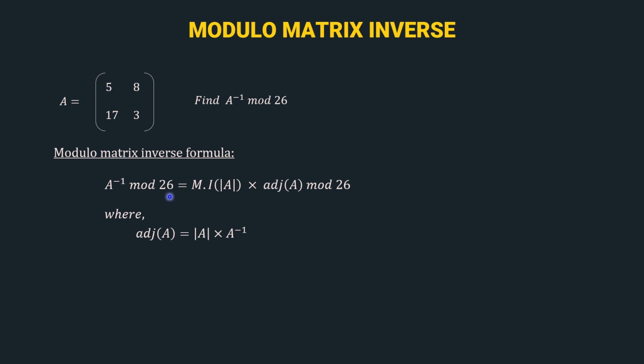As you can see, in order to calculate the modulo inverse, we require three things. First, we need to calculate the determinant of matrix A. Then we have to calculate the multiplicative inverse of the determinant. And finally, we need to calculate the adjoint of matrix A. Let's start with step 1, that is calculation of the determinant of matrix A. If you can recollect, this is the same matrix that we used in the modulo determinant calculation example, where we already calculated the determinant of A, which was minus 121. So the determinant of matrix A is minus 121.